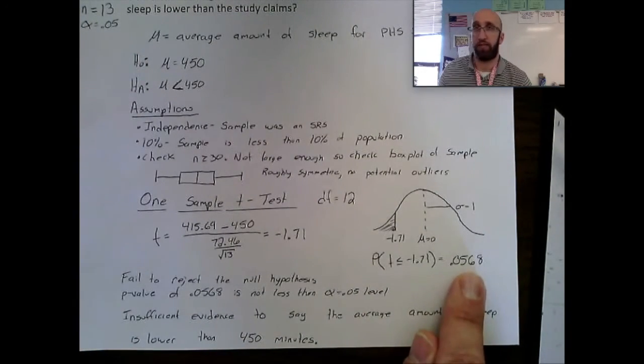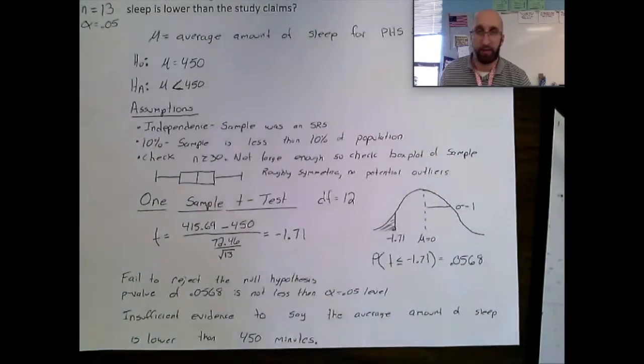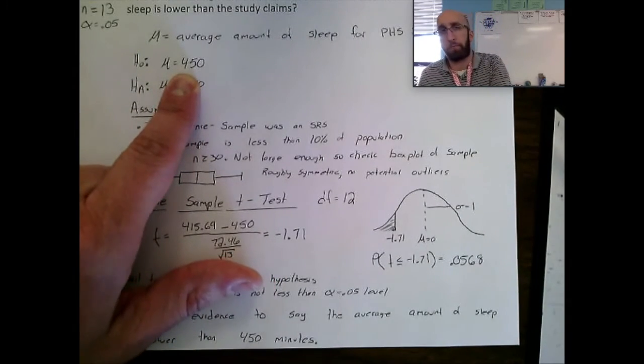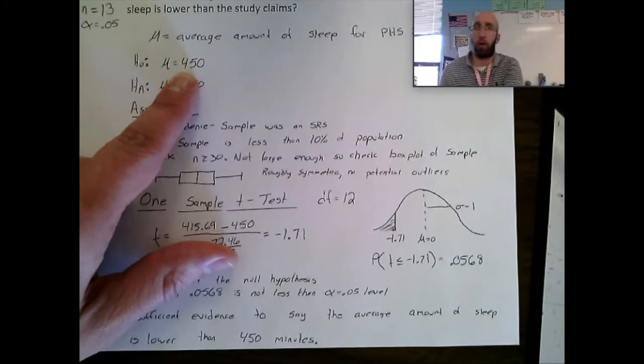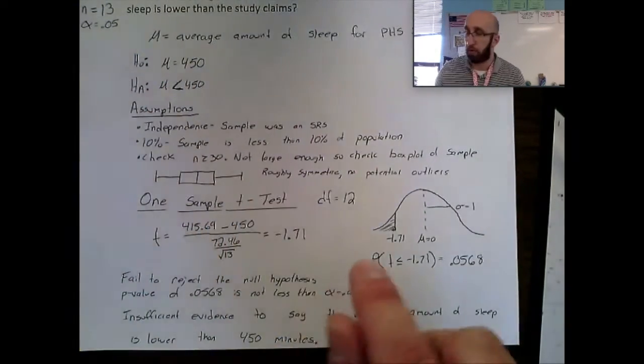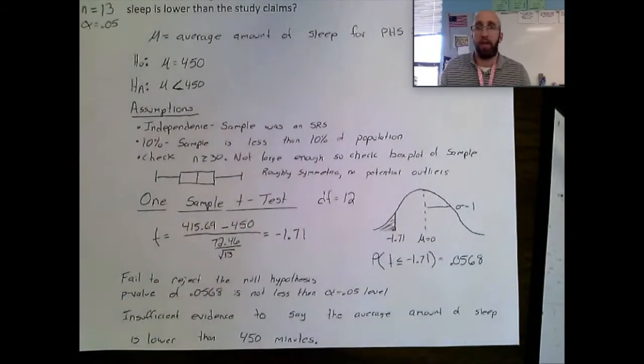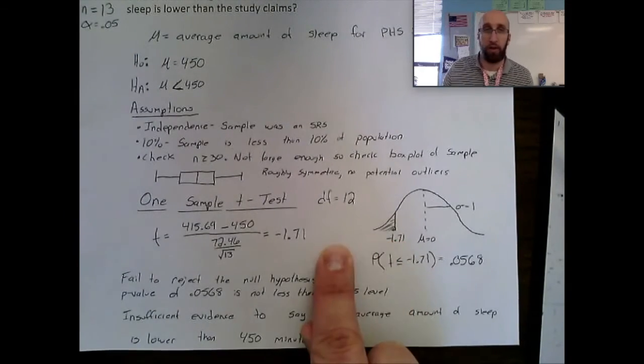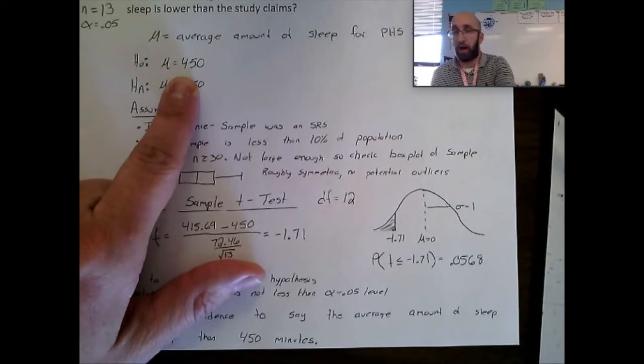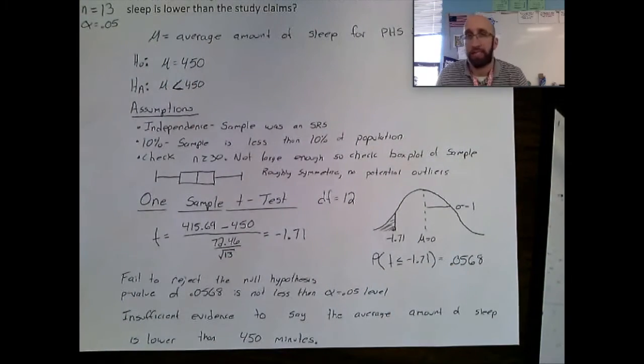I use the calculator, which gives me an exact p-value of 0.0568, and that's going to allow me to move forward. Remember, what this p-value essentially means is, assuming this is true, you're finding the probability that you could go out and get a sample that has an average of 415.69 or less. Assuming this is true, I should be able to get a sample like the one I just got 5.68% of the time. So the question becomes, if something has a 5.68% chance of happening, and it just happened, is that probability something that we're comfortable with or uncomfortable with?